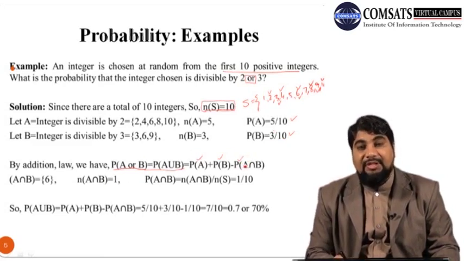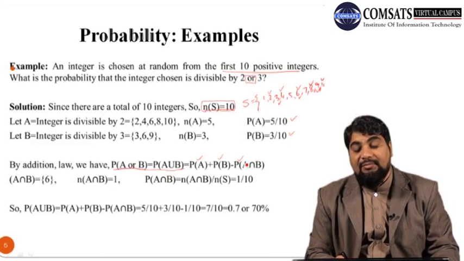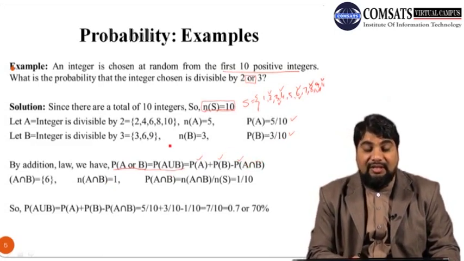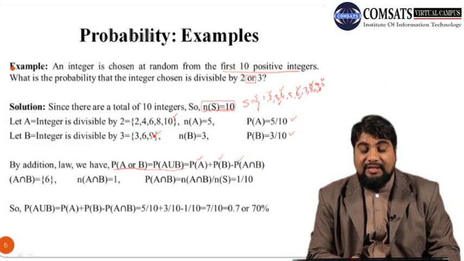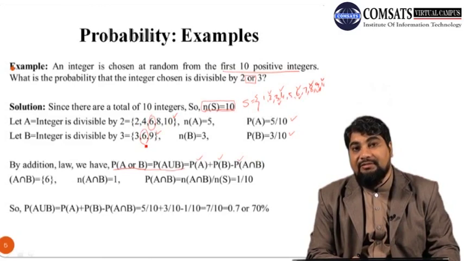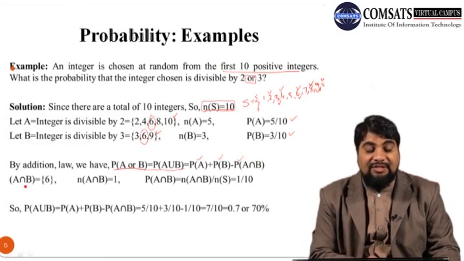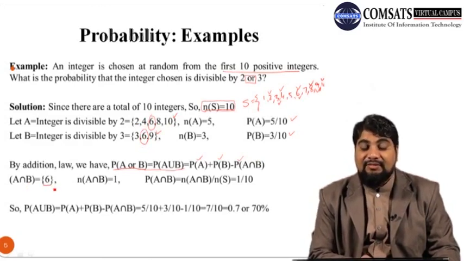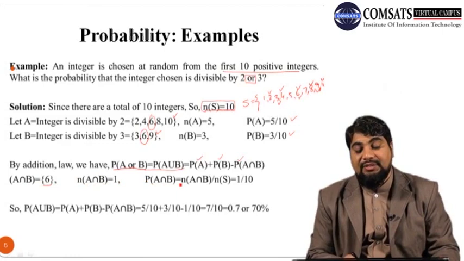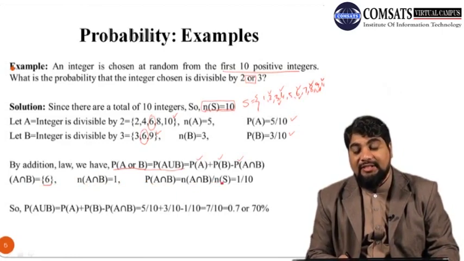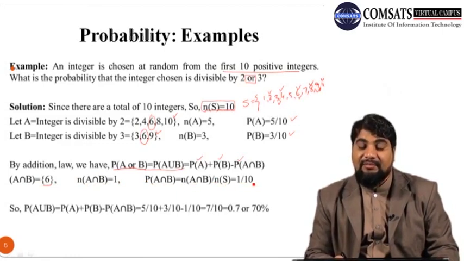So we need to calculate P(A intersection B). A intersection B means those points which are common in A and B. Just compare these two outcome sets, and you can see that 6 occurs in both the events. So A intersection B is 6. The number of sample points in A intersection B is only 1, which is 6. So the probability of A intersection B is N(A intersection B) over N(S), which is 1 out of 10.